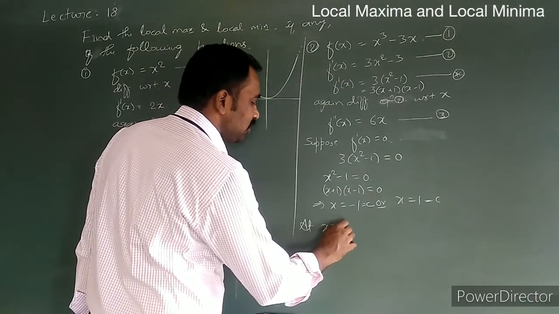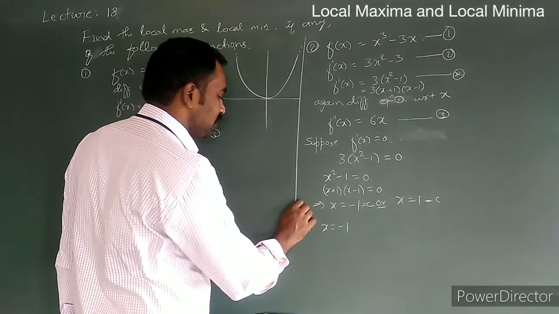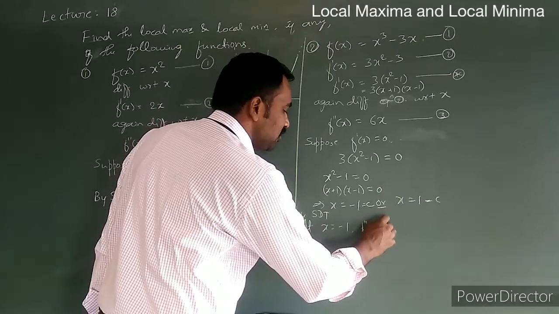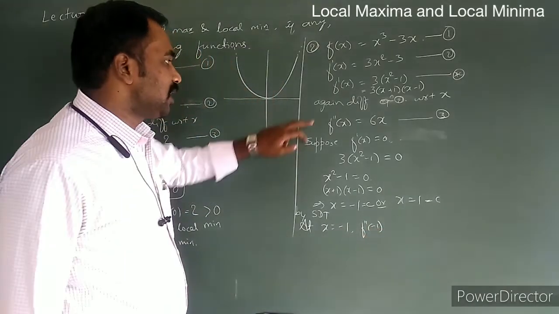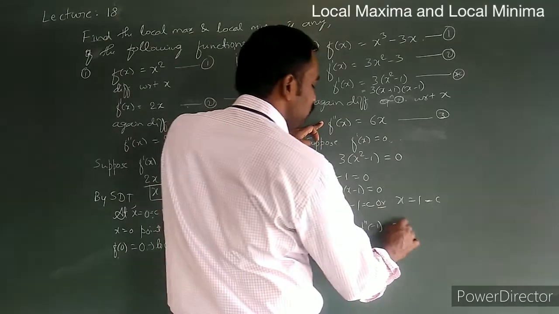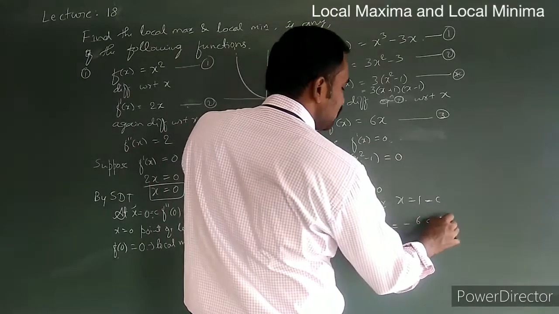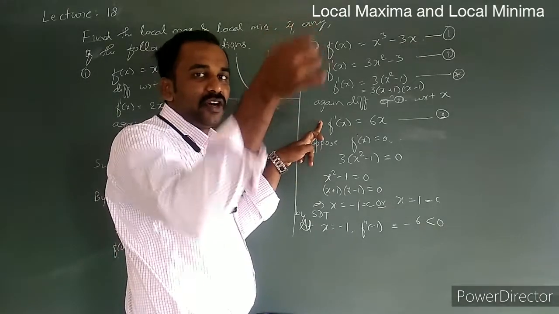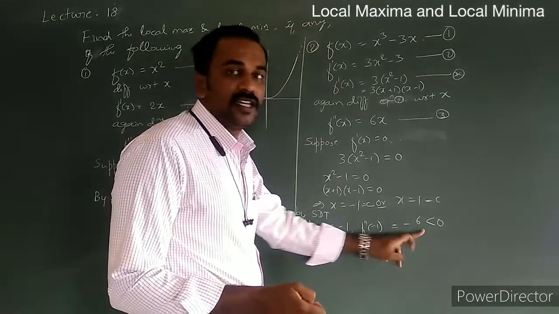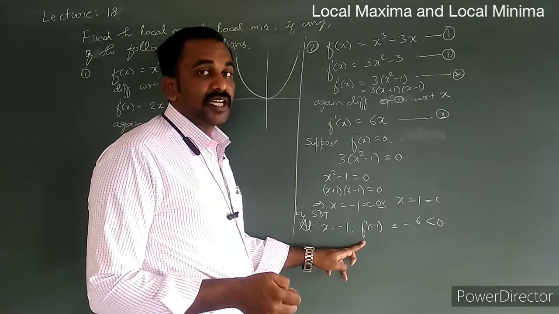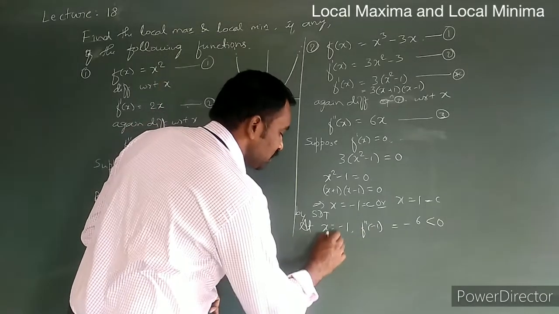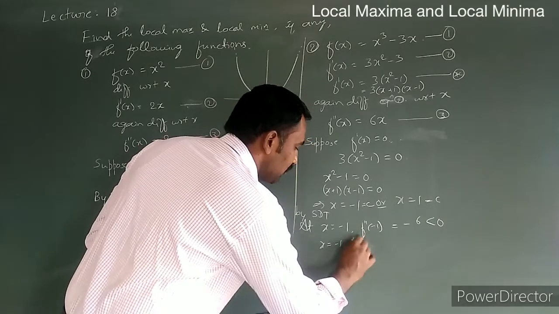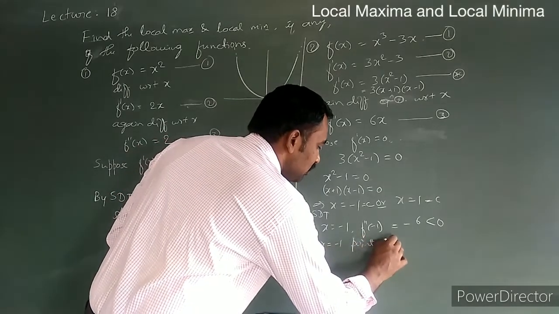Now, at x is equal to minus 1, using the second derivative test, we have to compute f double dash of minus 1. What is f double dash of minus 1? 6 into minus 1 is minus 6. It is less than 0. Less than 0 means it is a local maximum value or local minimum value? It is a local maximum value. Second derivative is negative, so x equal to minus 1 is the point of local maximum.